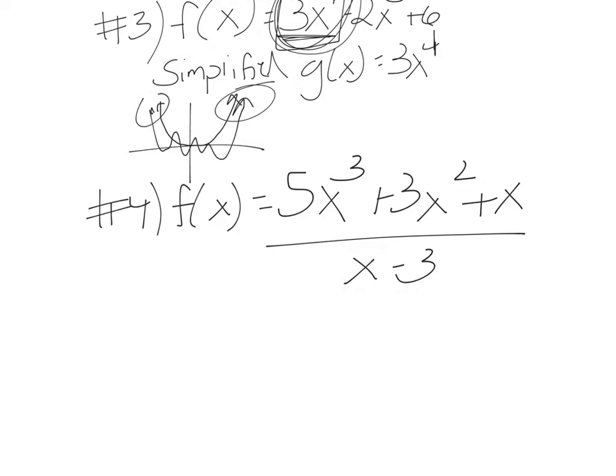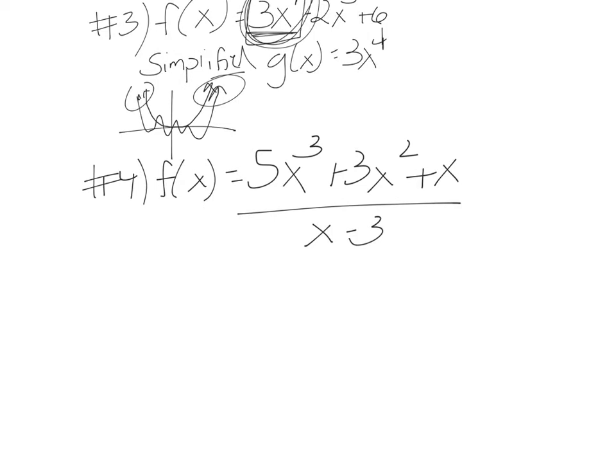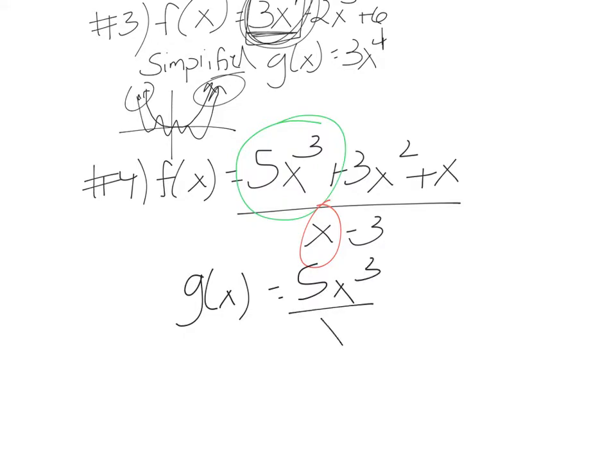Well, what you're going to do is look at the leading term of your top polynomial and the leading term of your bottom polynomial, and you basically create a new function of the two of those. So it's 5x cubed over x, which reduces to 5x squared. So basically this rational function is going to act like a parabola at the far ends of it.